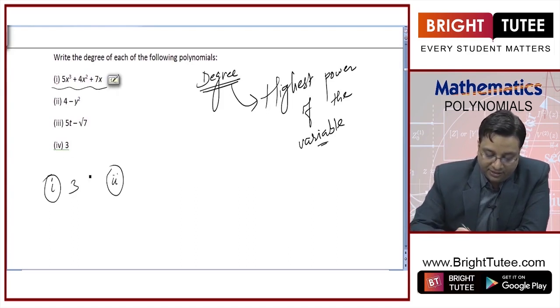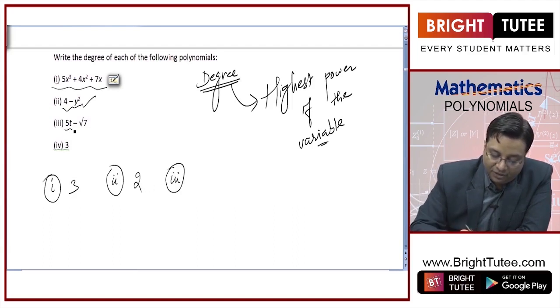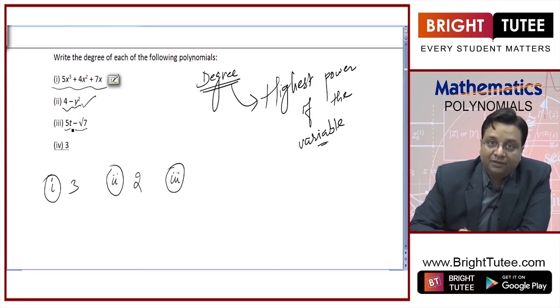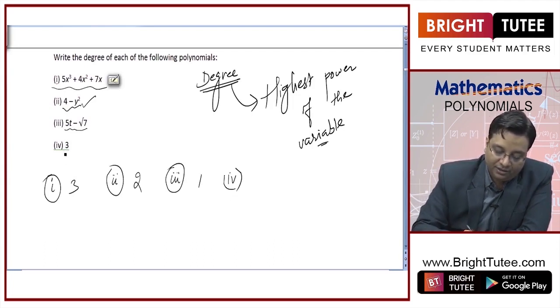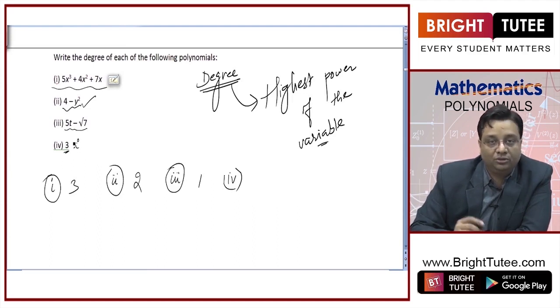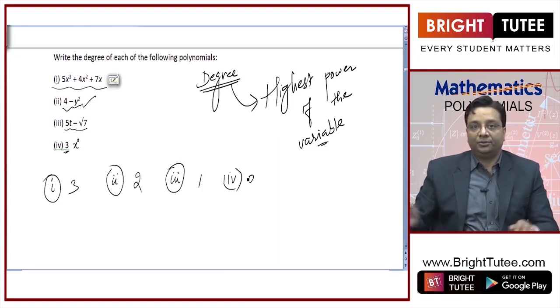In this second case, the variable is y. What is the highest power? It is 2. So, the degree is 2. In the third case, what is the variable? It is t. What is the highest power of t here? It is 1. So, the answer will be 1. In the fourth case, it is a constant polynomial, right? So, what will be the degree? If I consider the variable as x, I can write 3 as 3 into x raised to power 0, right? A constant polynomial has got degree 0. So, the answer to this fourth part is 0.